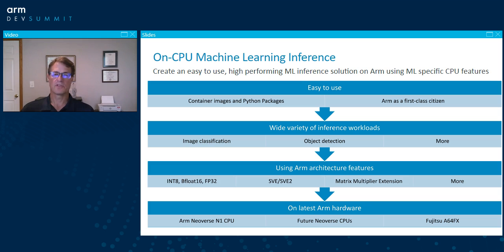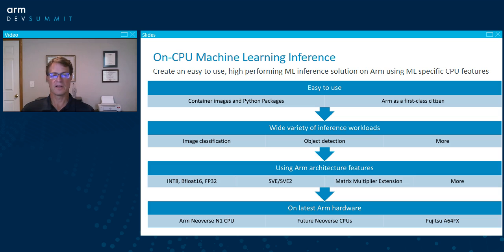So for on-CPU machine learning, our goal is to create an easy-to-use, high-performing ML inference solution so we can take advantage of all the CPU-specific features as they apply to machine learning. Our first goal in terms of ease of use is to provide you with Python packages which work well as container images so you can get up and running quickly. And we want to have ARM as a first-class citizen, a well-supported architecture in machine learning frameworks.